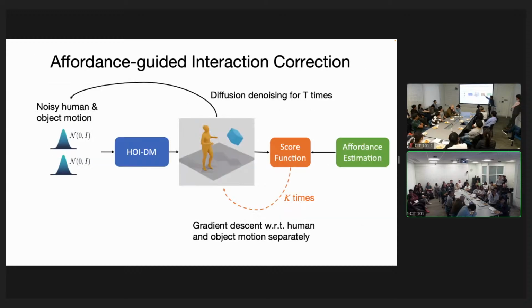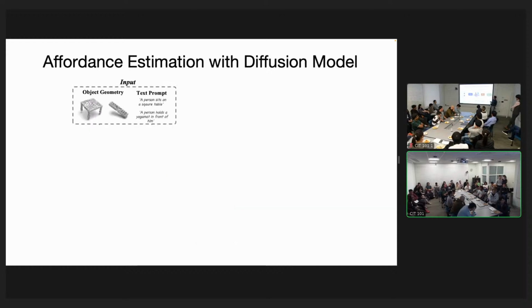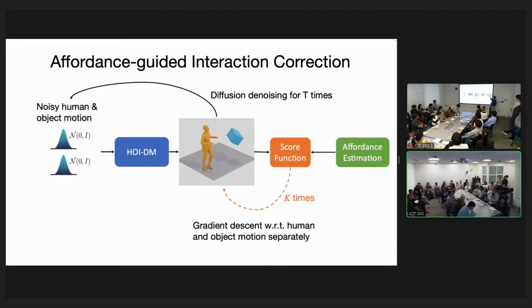Really, to define this score function, we need some affordance data to tell us where the contact should happen, and on the human body, which part should contact the box. Because you can imagine the contacting part will be different between gripping the box or sitting on top of the box. And it turns out this affordance estimation is a fundamentally challenging problem in both computer vision and robotics.